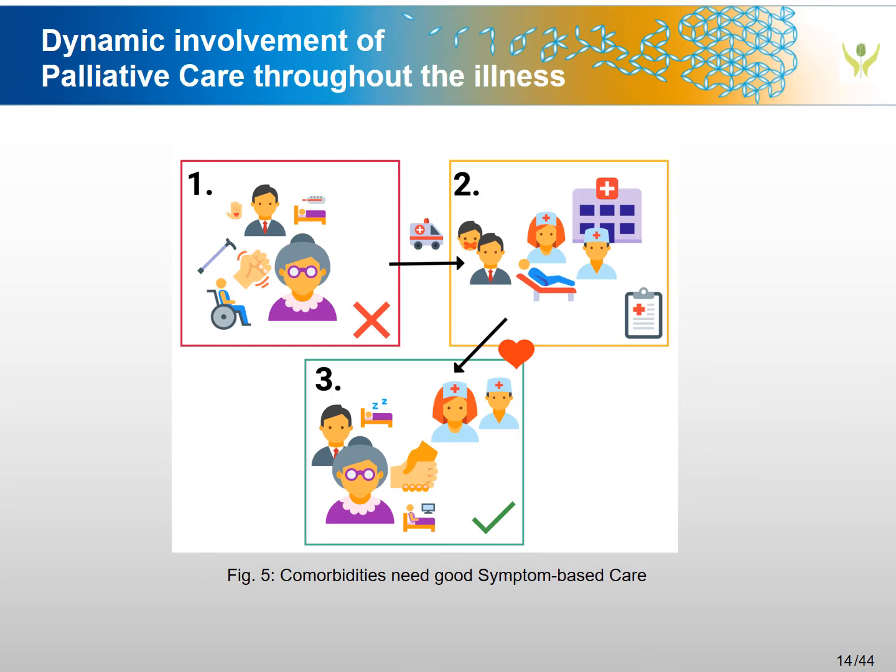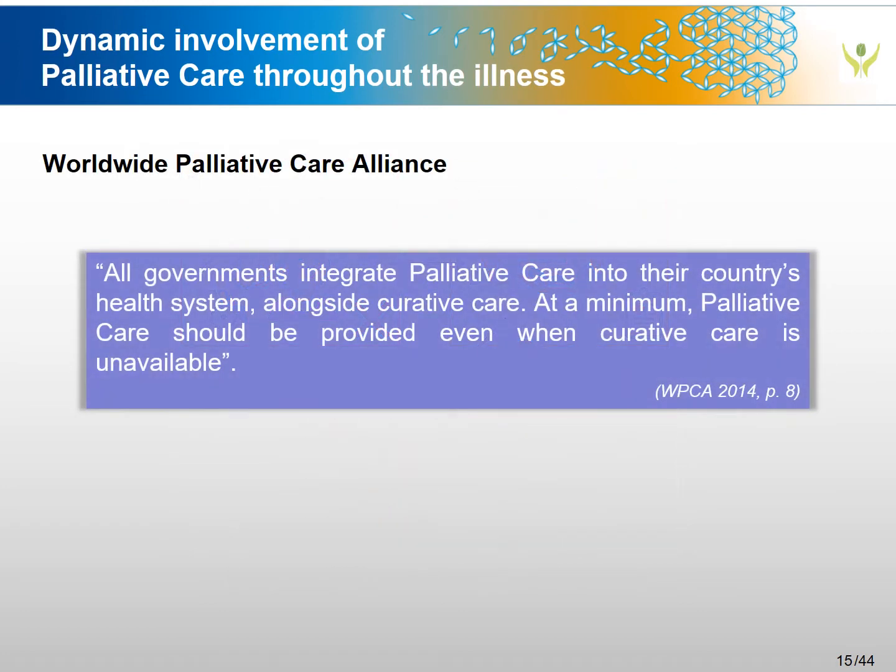The available evidence indicates that palliative care and a multidisciplinary approach to care lead to improved symptoms and quality of life of patients and their families. The Worldwide Palliative Care Alliance has recommended that all governments integrate palliative care into their country's health system, alongside curative care. At a minimum, palliative care should be provided even when curative care is unavailable. The shift to integrated services has strongly affected global palliative care policymaking and makes it difficult for governments, service providers and educators to keep up.